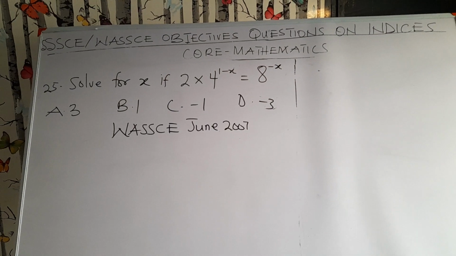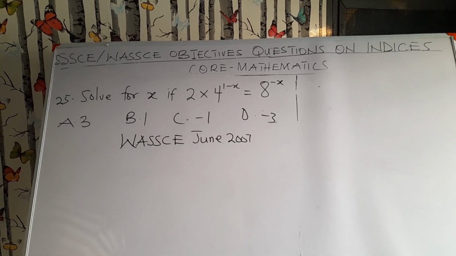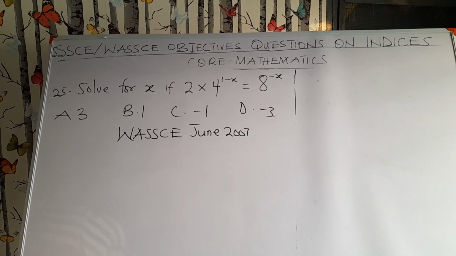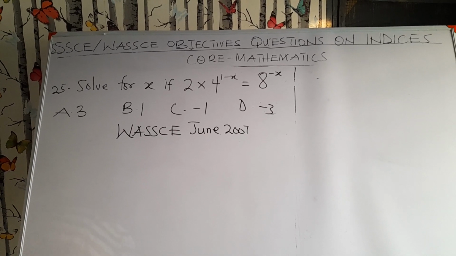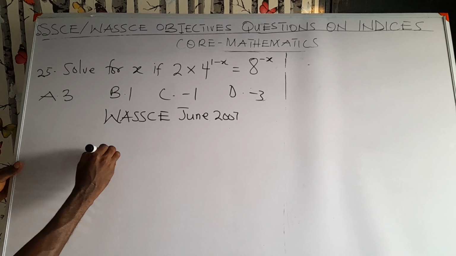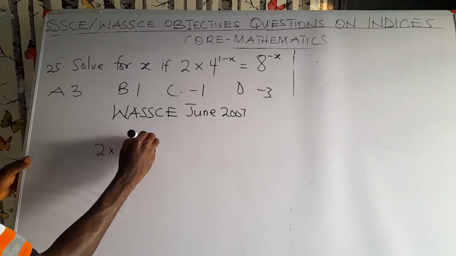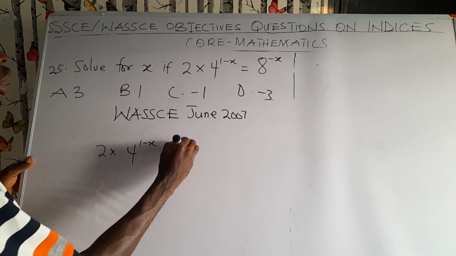Okay, the next one is: solve for x if 2 times 4 exponent 1 minus x equals 8 exponent negative x. The possible answers are given. This is WASSCE June 2007. Now let's see how we solve that. So 2 times 4 exponent 1 minus x equals 8 exponent negative x.